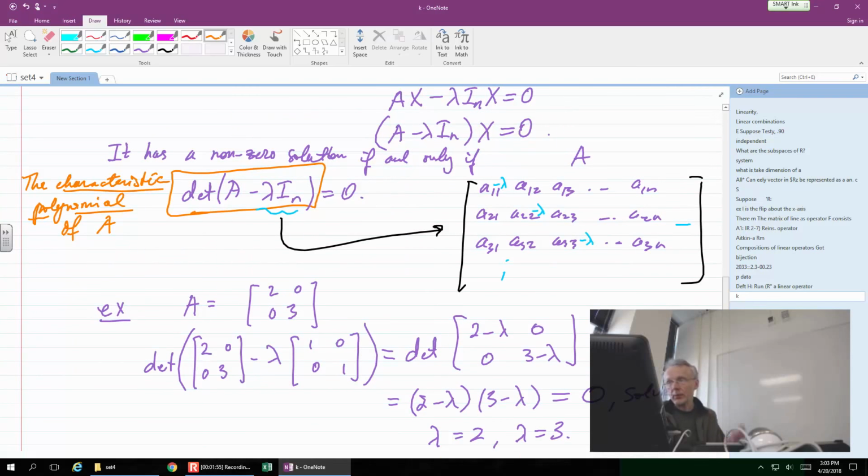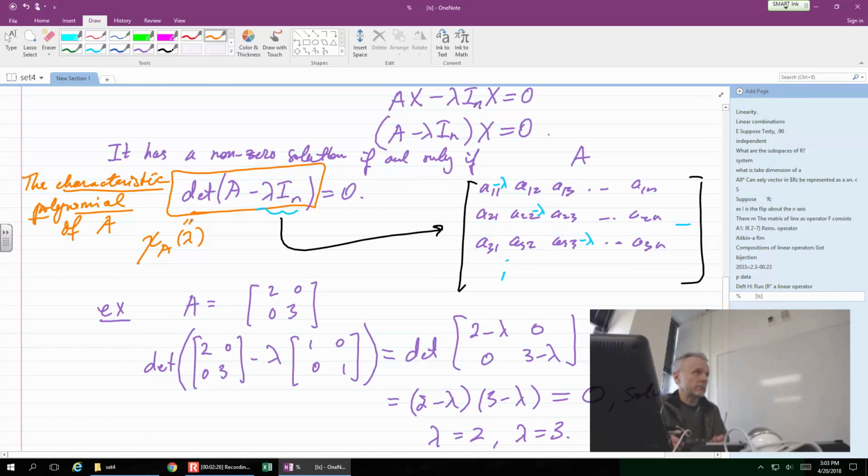Here's the example. I picked the very simple diagonal matrix, so there was no trouble computing that, and you already immediately have your polynomial, which is a quadratic polynomial in lambda. Because A is fixed, it's given to you, filled with numbers, and lambda is the variable. Actually, there's a notation for it: chi sub A of lambda, the characteristic polynomial.